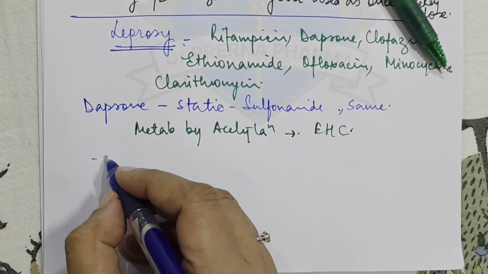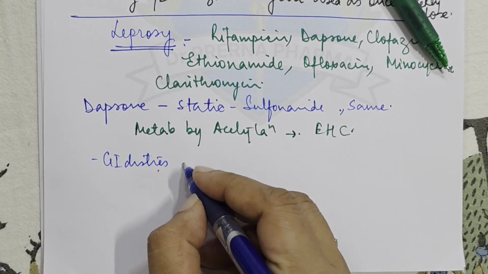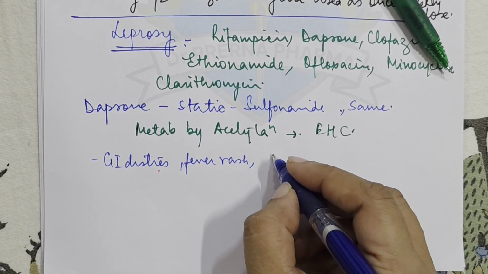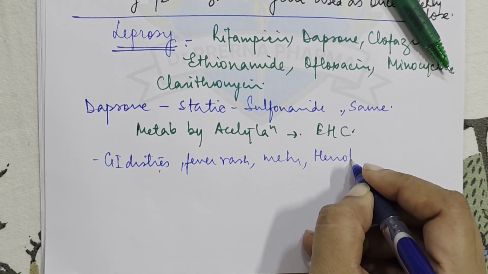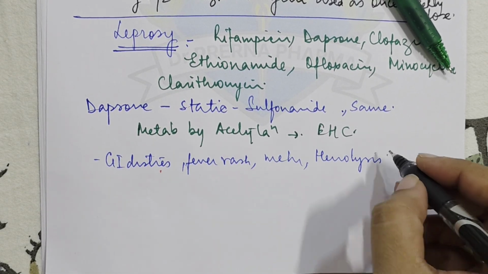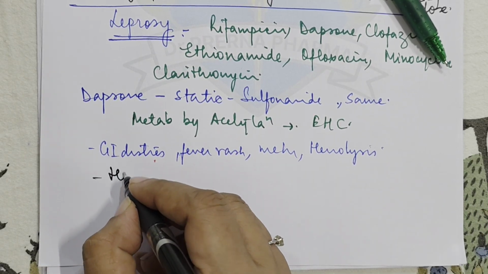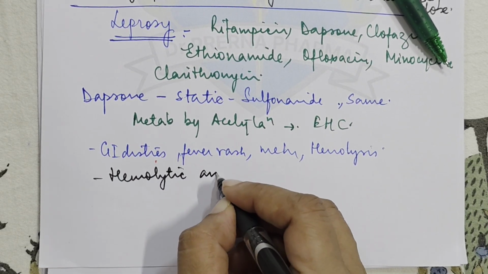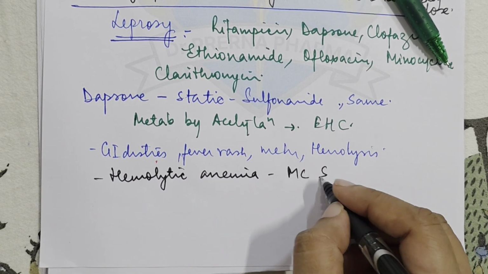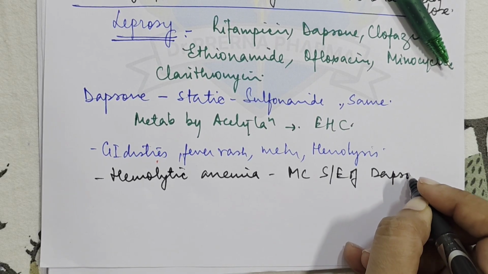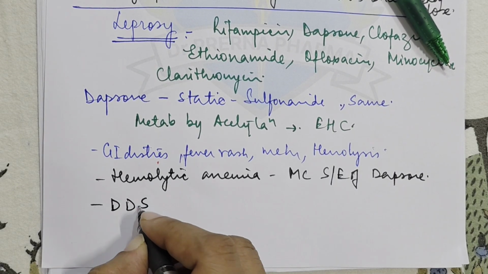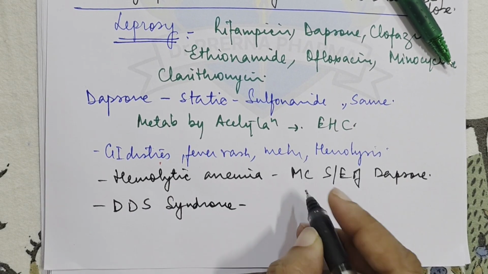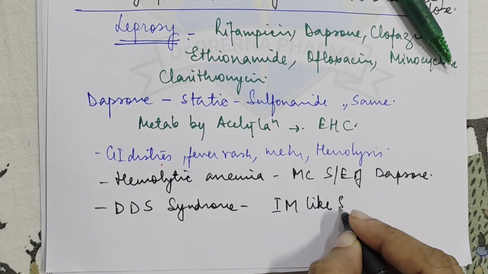Then it causes side effects like GI distress and fever, rash, hematuria, methemoglobinemia, and hemolysis, right? All the same type of side effects. Hemolytic anemia is the most common. What? Hemolytic anemia is the most common side effect of dapsone, right? Now it can also result in DDS syndrome, which is sulfone syndrome, that is called as infectious mononucleosis like syndrome.